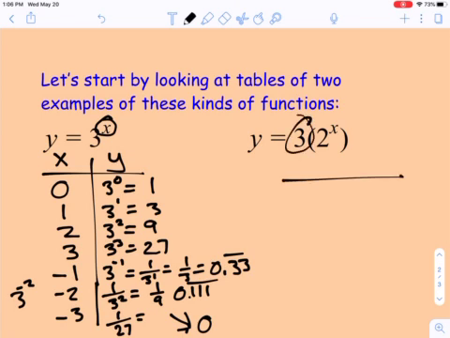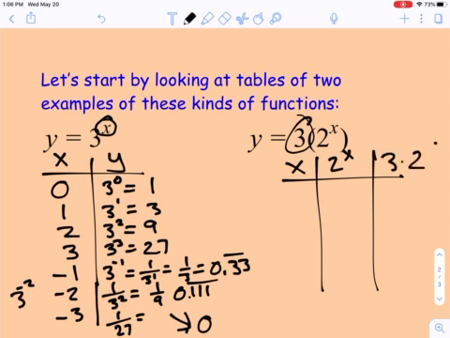So we're going to start with the same thing. I'm going to do this in two stages. We're going to go x, and we're going to say what's 2 to the x, and then what's 3 times 2 to the x. So making just a basic function table here.